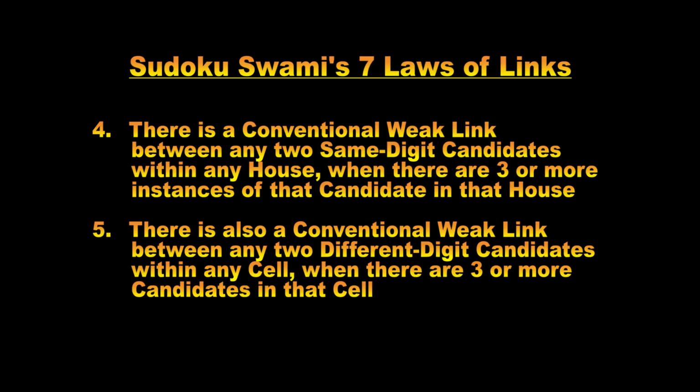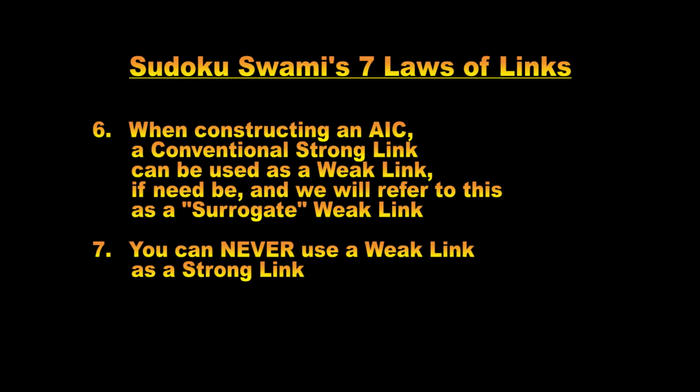Number 5. There is also a conventional weak link between any 2 different digit candidates within any cell when there are 3 or more candidates in that cell. Number 6. When constructing an AIC, a conventional strong link can be used as a weak link if need be, and we will refer to this as a surrogate weak link. And number 7, you can never use a weak link as a strong link.